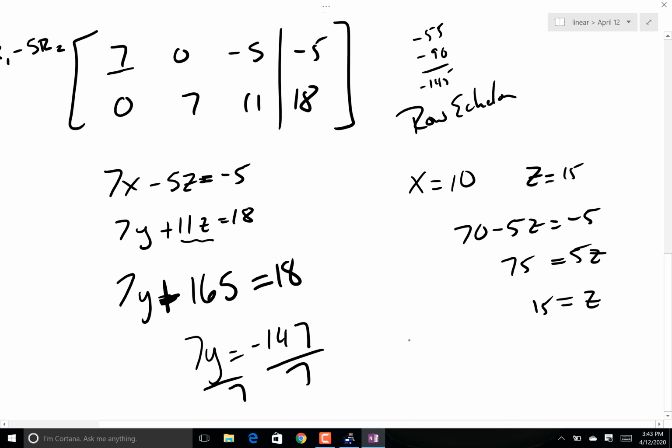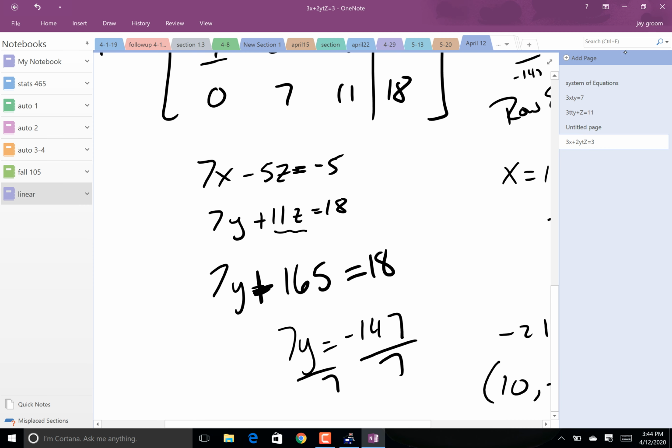Negative 21. So 10, negative 21, and 15 would also be solutions. The idea is that there's an infinite number of solutions because this particular set of equations is underdefined. We have not given ourselves enough equations for as many variables as we have. With 3 variables, I need 3 equations.